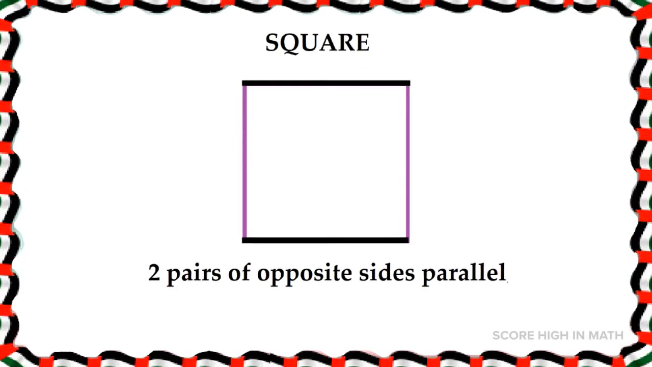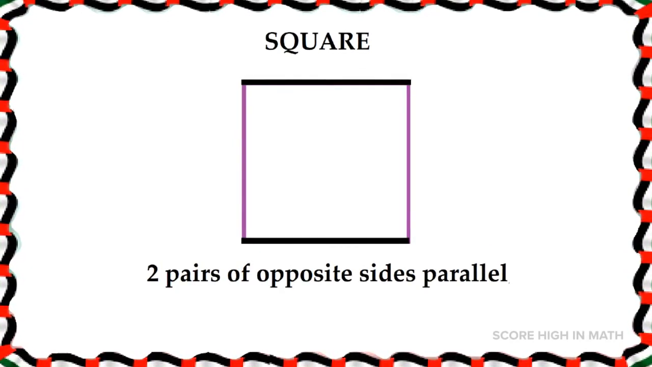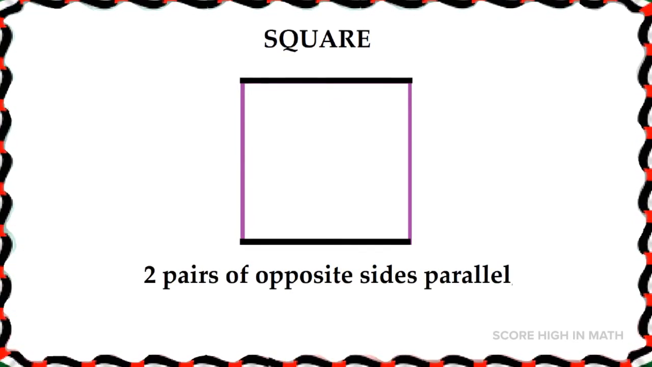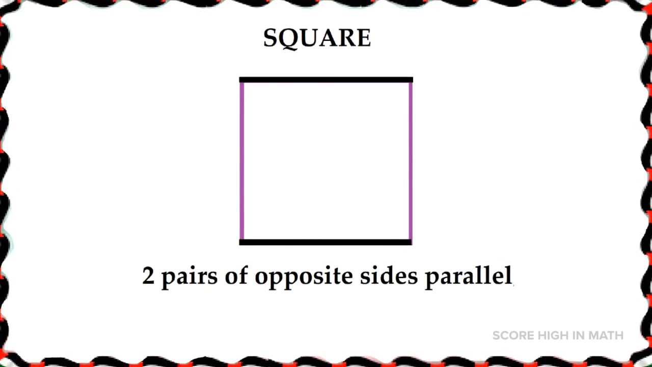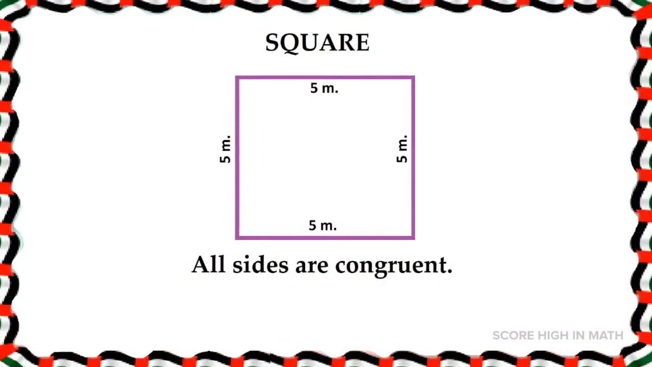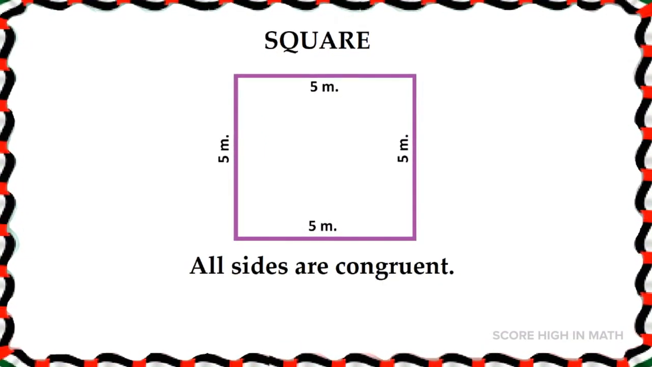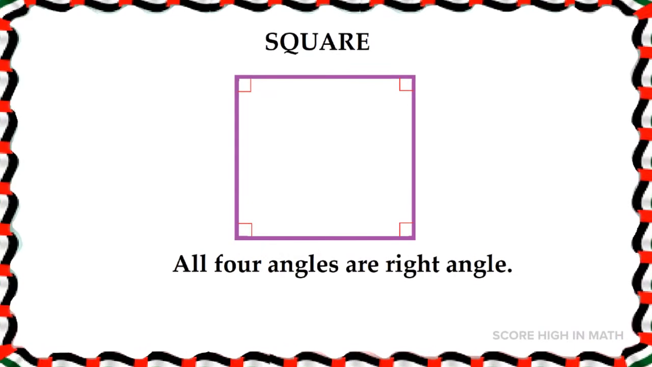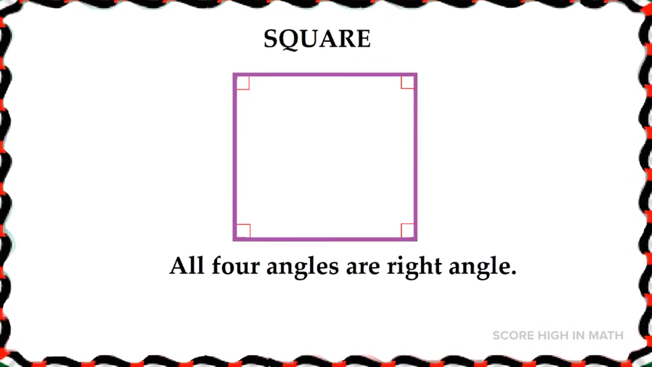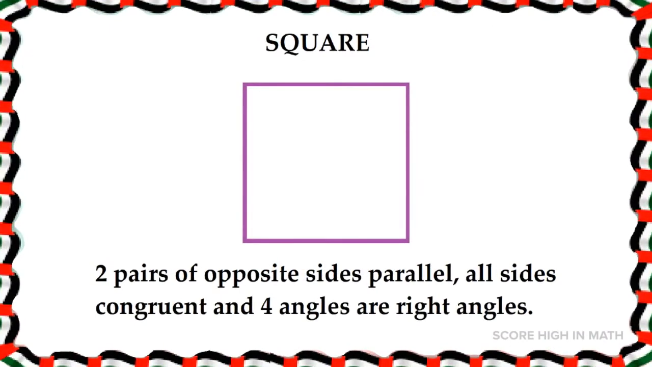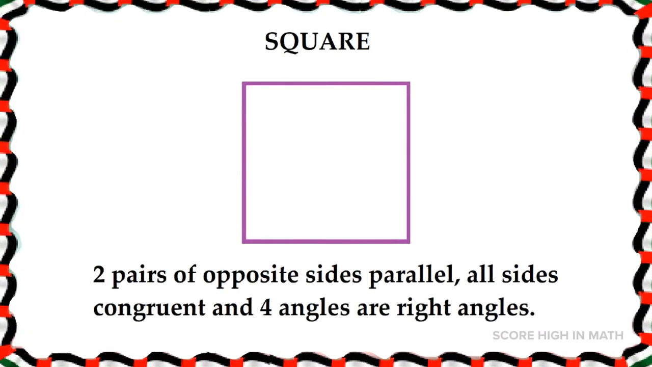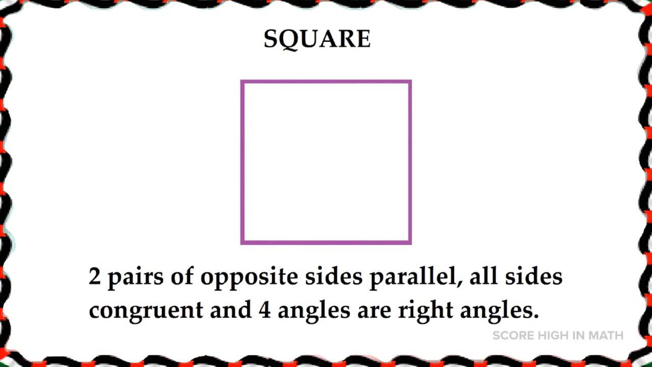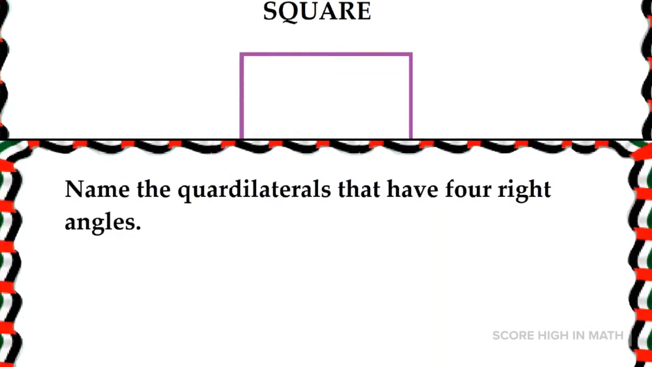A square has two pairs of opposite sides which are parallel. I mark them with purple. Those are parallel. And the black one, the top and the bottom, they are also parallel. You can see that all the sides of the square have a measurement of 5 meters. Therefore, all sides are congruent. And all the four angles of the square are right angles. Now, I want you to remember this. In a square, two pairs of opposite sides are parallel. All the sides have the same measure, that is why they are congruent, and four angles are right angles.